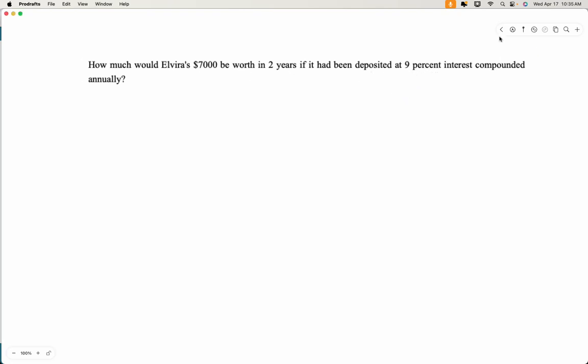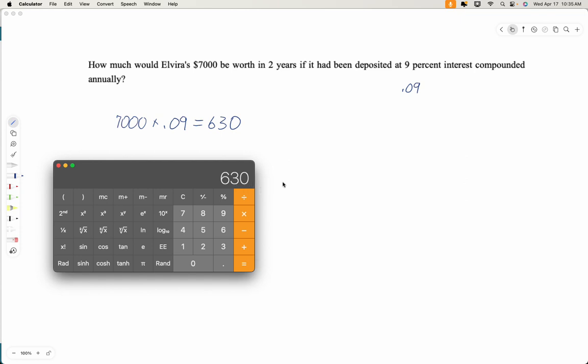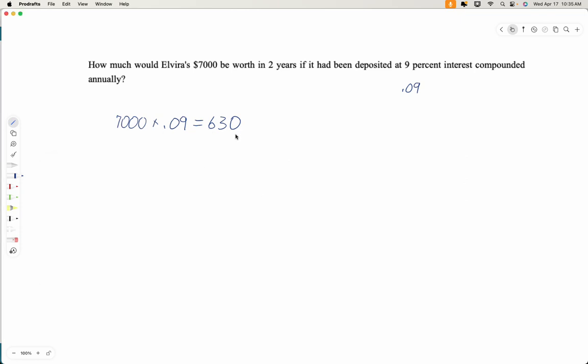9% would be 0.09, just like before. So we would say 7,000 times 0.09, and we would still get the same $630, right? That's what we got on the calculator. Only this time, when we calculate interest for the second year, because it's compounded, we get to multiply this number too. So we add that back, 7,000 plus the 630, the principal or the original amount, plus the interest. That's equal to her first year balance. So that would be 7,630. So this is the balance at the end of the first year.